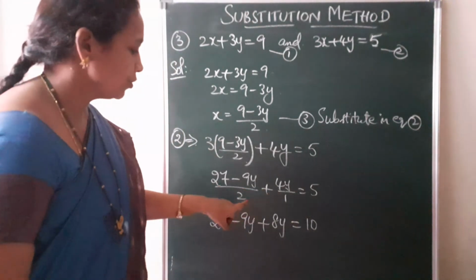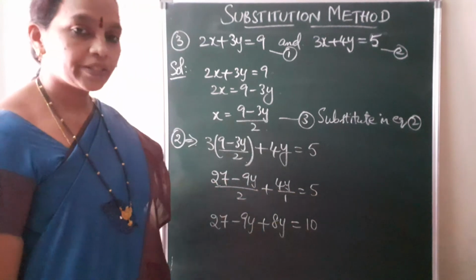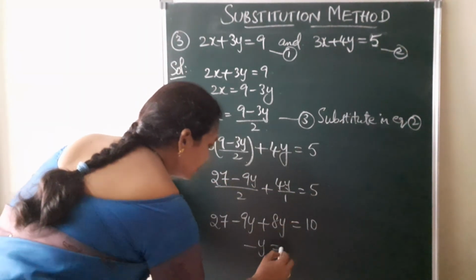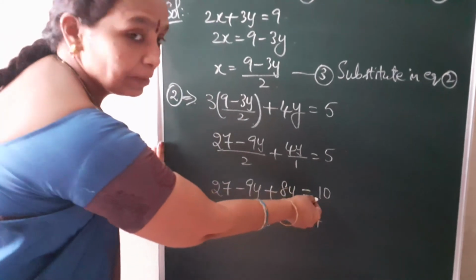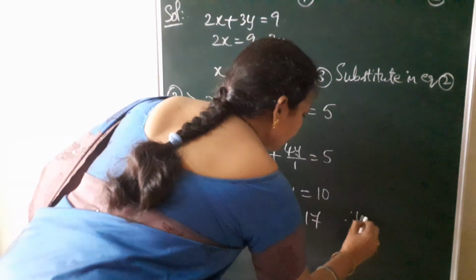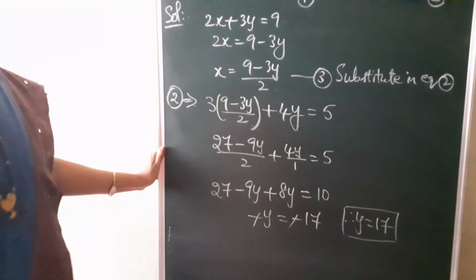By taking the LCM 2, 2 fours are 8, and the 2 is transposed to that side, so it becomes 10. Then 27, by transposing, -y = 10 - 27. 10 - 27 is -17, and the minus signs cancel. Therefore y = 17.